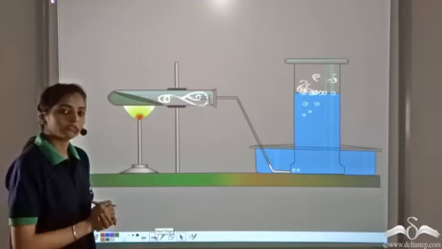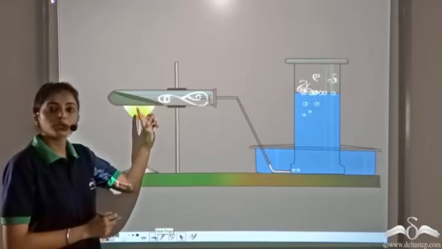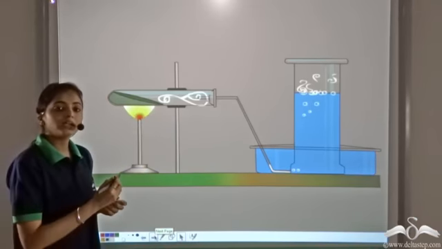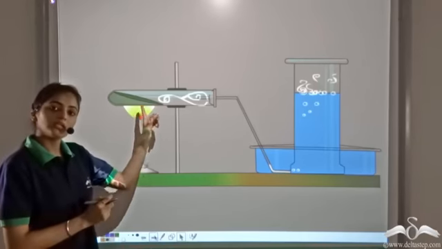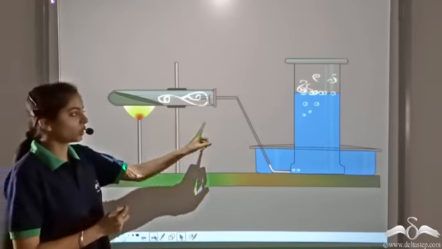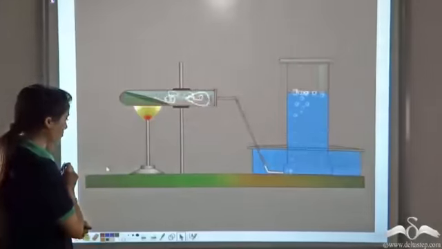This is the setup that we use in the labs. In this test tube, we keep a substance known as sodium ethanoate and calcium oxide is added as the catalyst. We then heat it. The gas, that is methane, is evolved. It is collected on the top. Let's see how this happens.